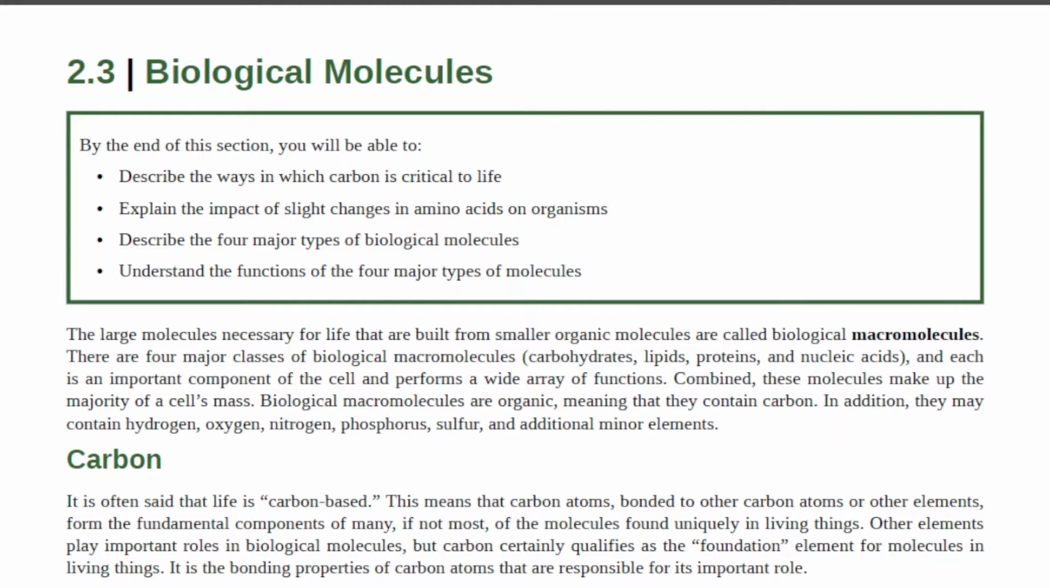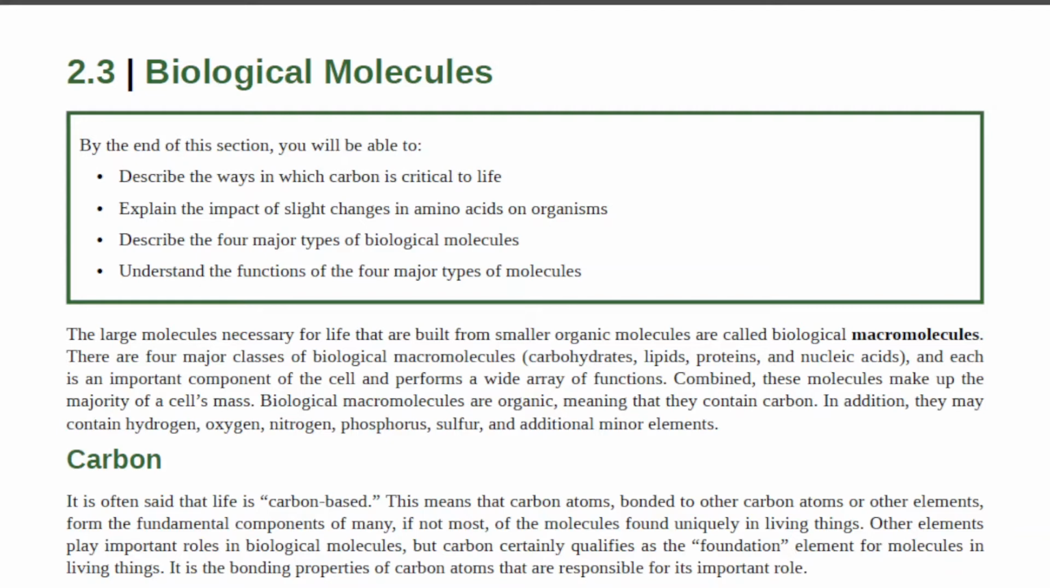The large molecules necessary for life that are built from smaller organic molecules are called biological macromolecules. There are 4 major classes of biological macromolecules: carbohydrates, lipids, proteins, and nucleic acids, and each is an important component of the cell and performs a wide variety of functions. Combined, these molecules make up the majority of a cell's mass.